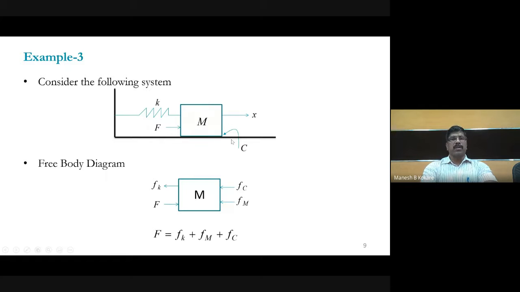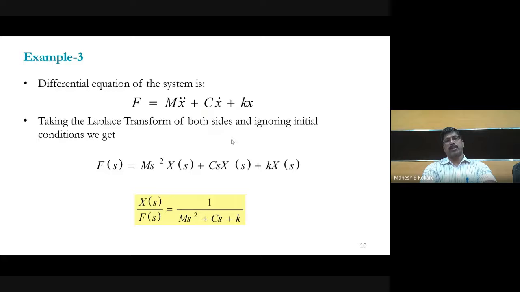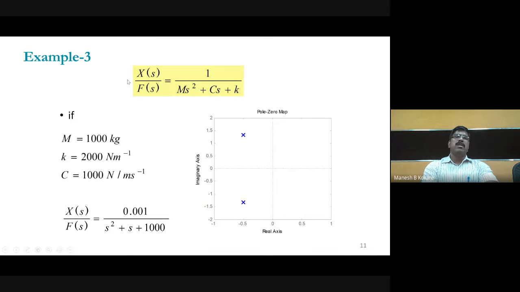I hope you have understood how to find the transfer function of that system. Now, if you consider different values of m, k, and c, such as 1000 kg, 2000 Newton per meter, and c as 1000 Newton per meter per second, and then put these values of m, k, c here and simplify, you'll get x of s by f of s equal to 0.001 divided by s square plus s plus 1000, right?